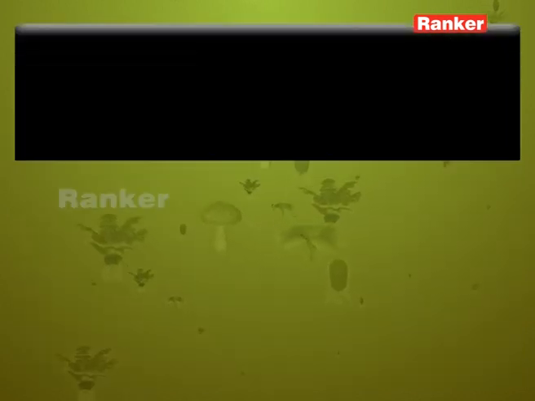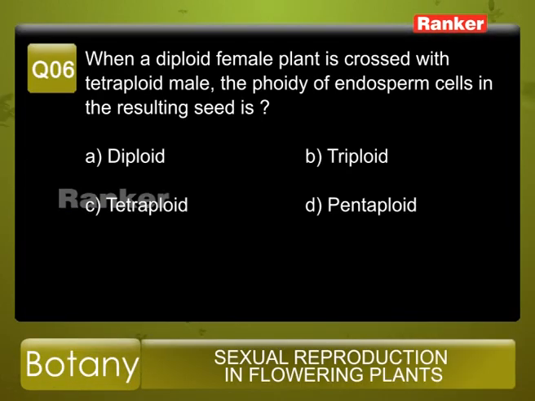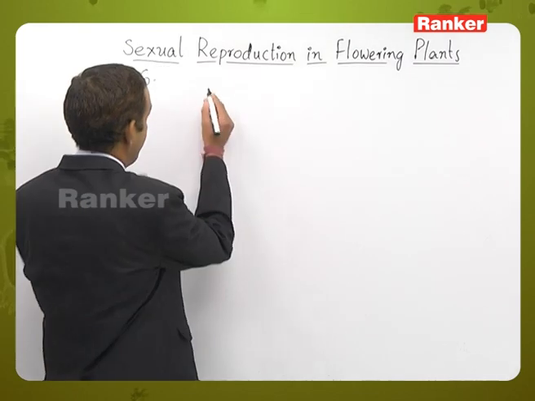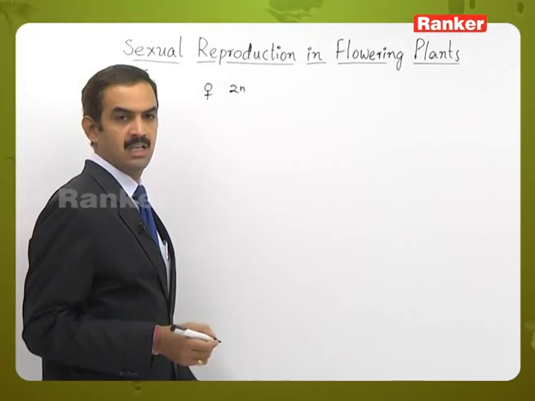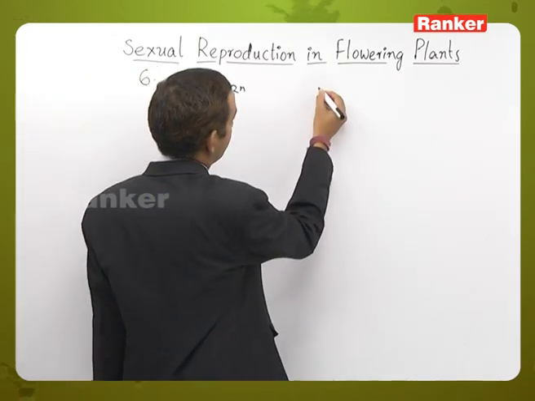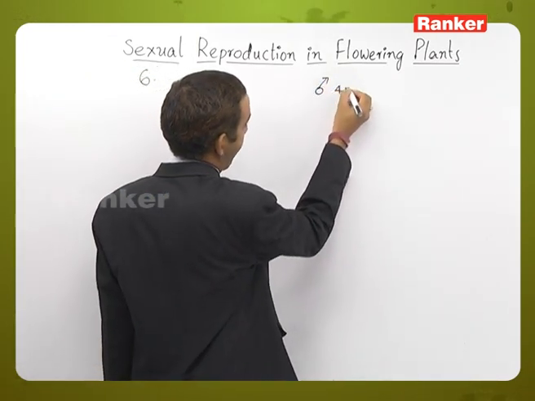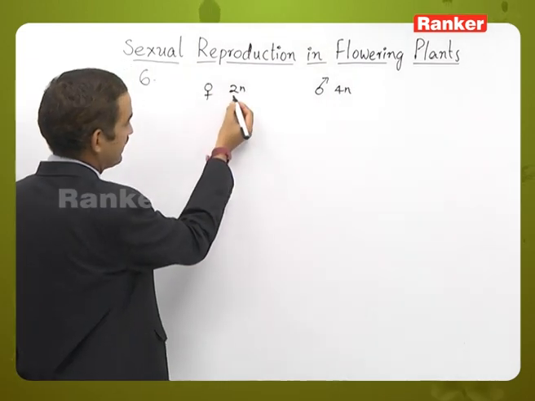Question number 6. When a diploid female plant is crossed with a tetraploid male, the ploidy of endosperm cells in the resulting seed is: the given options are A, diploid, B, triploid, C, tetraploid, and D, pentaploid. So here the female one is in diploid condition and the male one is in tetraploid condition. So here these are the parents.